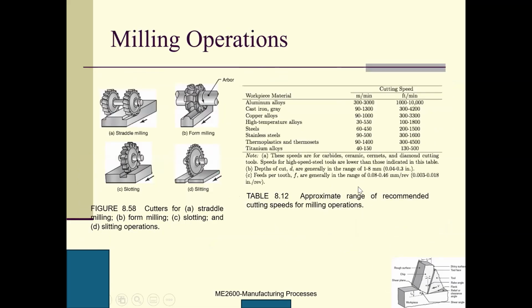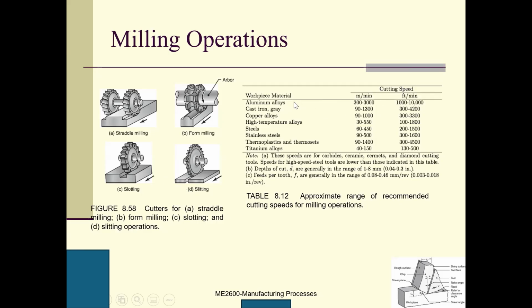This is straddle milling, and you can mill these two slots simultaneously. B is form milling. First you need a customized tool for the form milling. And this is slot milling. You can use this cutter, or you can just use end milling to mill the slots. This one is a slitting operation: just cut through the work into two pieces.